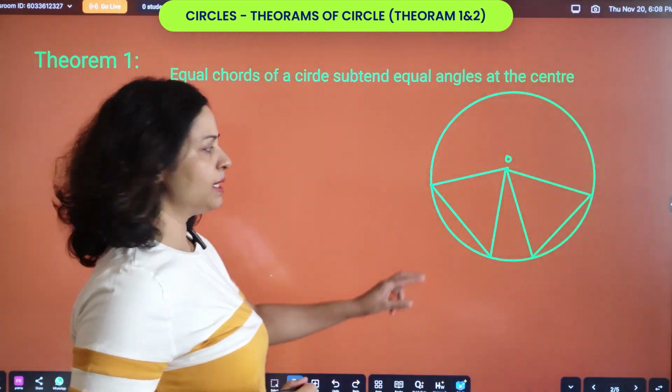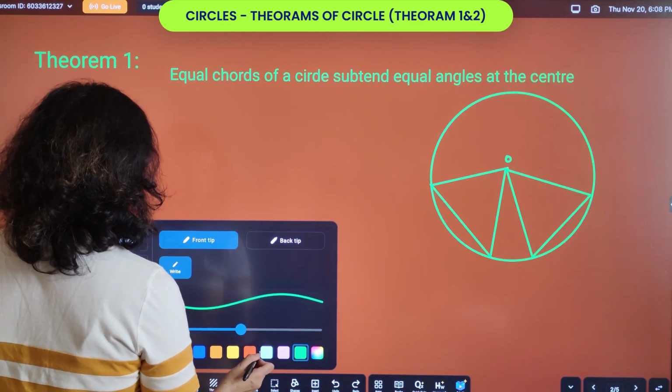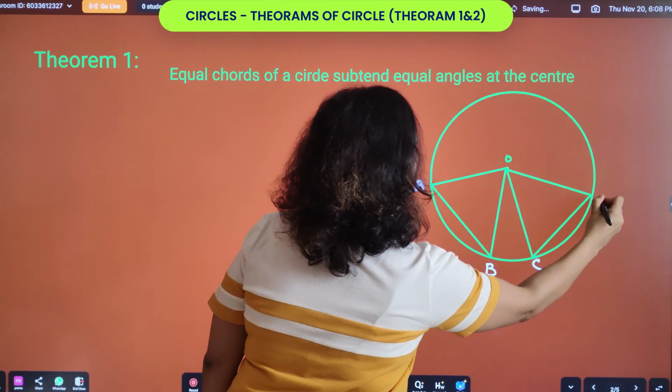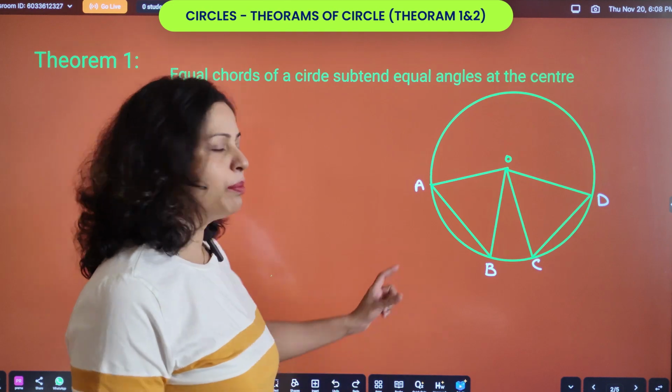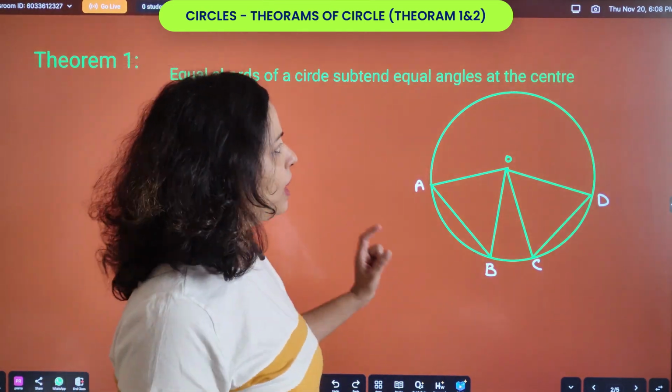Now let's name the chords. We can name this chord as AB, and this chord is CD. So what this theorem says is that equal chords of a circle, that means AB and CD are the equal chords, will subtend equal angles at the center.